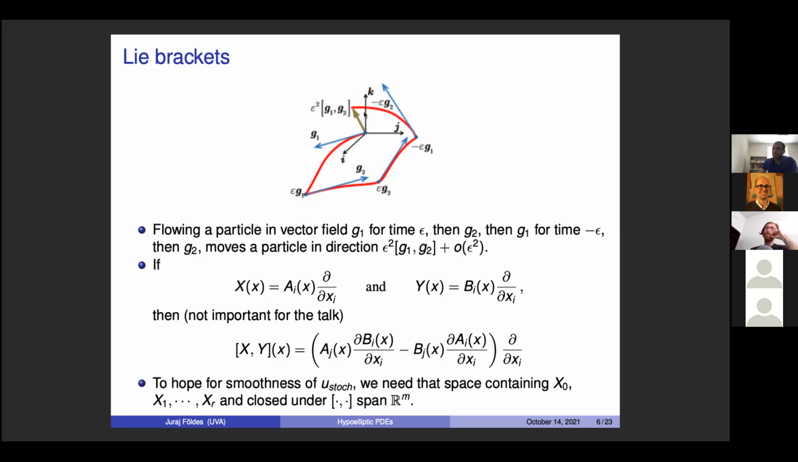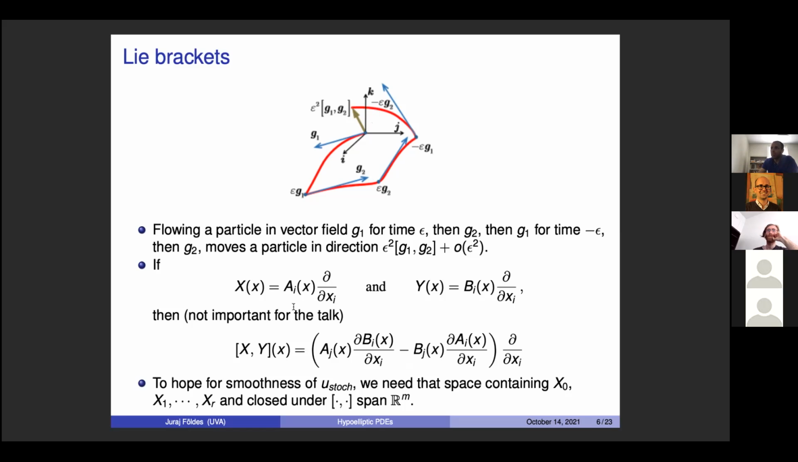And the famous identity from differential geometry is going to tell you that we are going to move in a new direction of order epsilon squared, which is exactly the Lie bracket of these two vector fields. So you see, if I go around this loop, I happen to move in a new direction. That's why this is a new direction that I can create from the existing ones. And this is something that might prevent me from being stuck to the submanifolds.